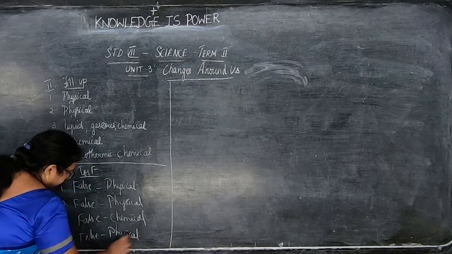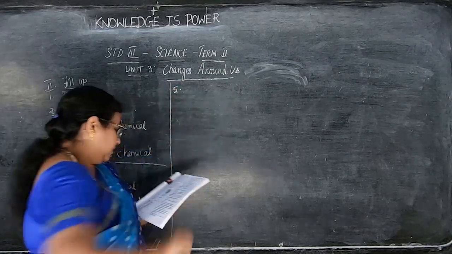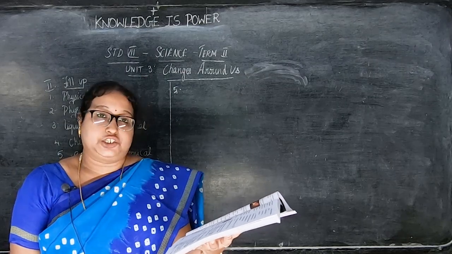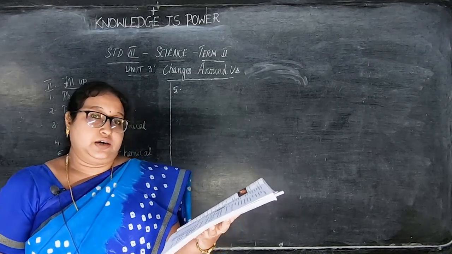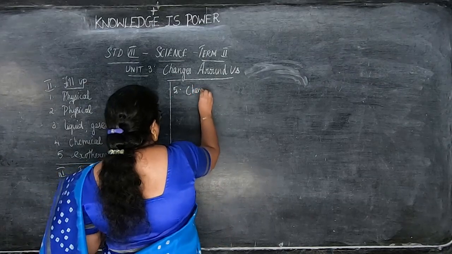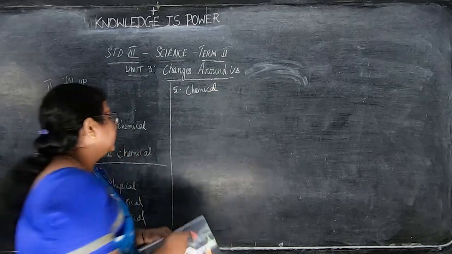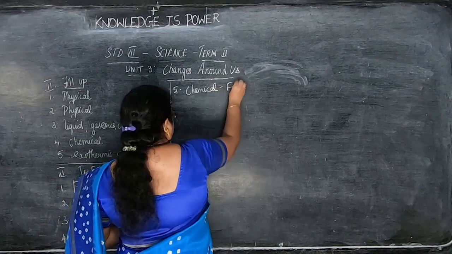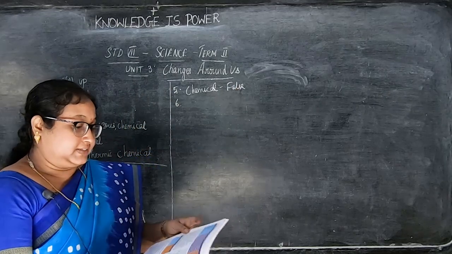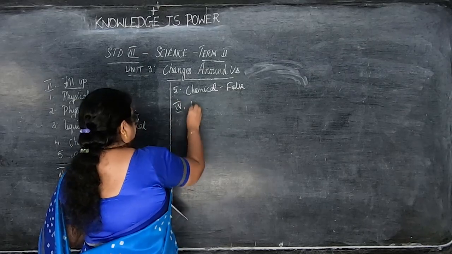Okay, children. Then 5th one. Tarnishing of silver is an example of endothermic change. So endothermic, you will underline, and instead of that, what you will write? Chemical change. Instead of endothermic, you will write chemical change. Okay, children, you understand? And this is false. So all the statements are false, and you have to write the correct statement. Okay, children? So next is Roman number 4, match.